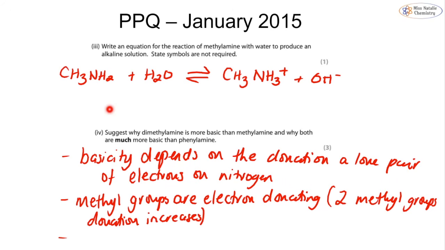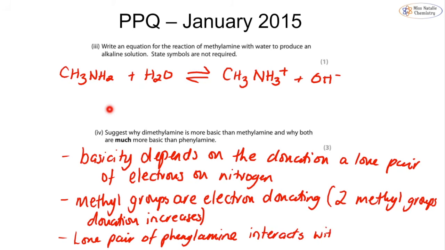And then for the third mark, we have to reference onto the phenylamine. And for the phenylamine, we have the lone pair interacting with the benzene ring. So because it interacts with the benzene ring, we get less of the donation for the lone pair, so that is going to cause the basicity to go down. So it's all to do with how much the lone pair is going to donate those electrons in order to form a dative bond with the hydrogen. So you should always be referencing that in your answers.